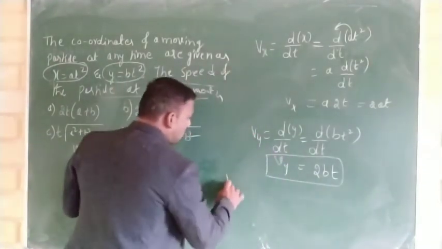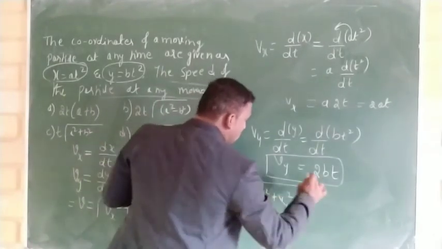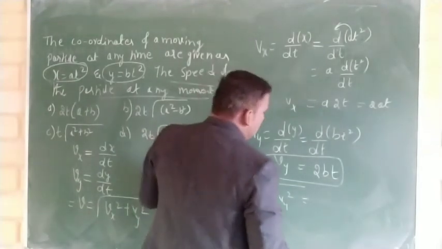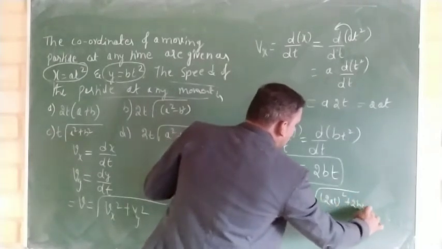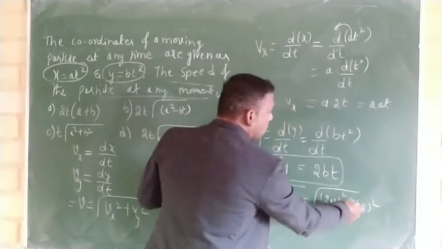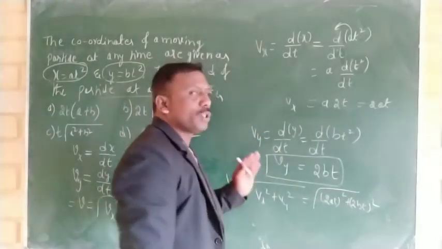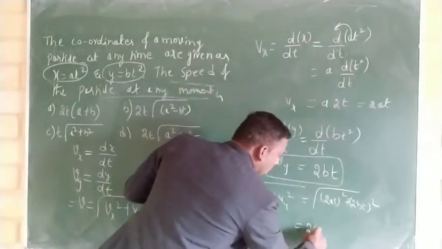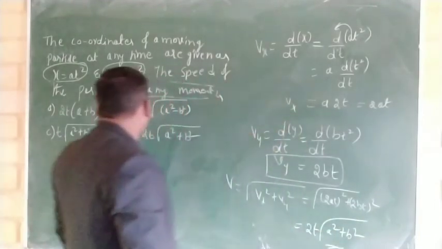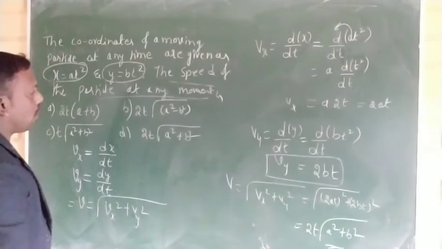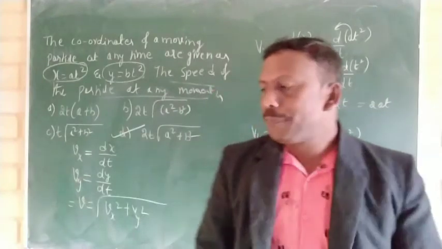Therefore, the magnitude of velocity v is equal to square root of vx square plus vy square, that is equal to square root of 2at whole square plus 2bt whole square. Here 2t square is common, take it outside. It comes outside the square root as 2t, into the remaining terms, a square plus b square. Therefore, 2t into square root of a square plus b square is the correct answer. Option D is correct. Okay.